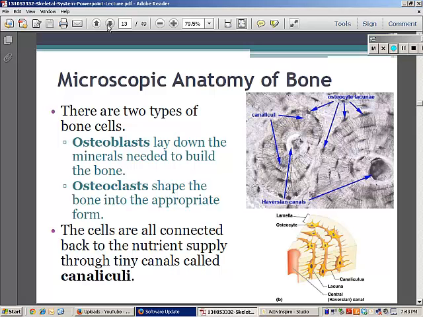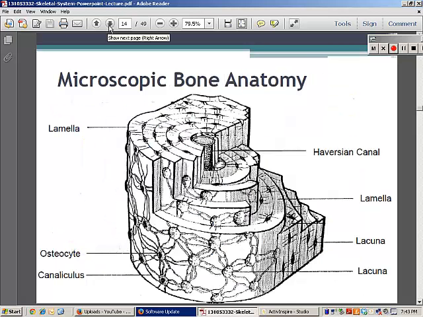And these cells need to be nourished. They need to have a hookup to that nourishment that's being supplied by the various blood vessels. How this happens is there is a tiny network of little canals all throughout that we call the canaliculi. The canaliculi help nourish some of those bone cells. They're really tiny, and they'll hook up to the Haversian and the Volkmann canals and feed in that way.